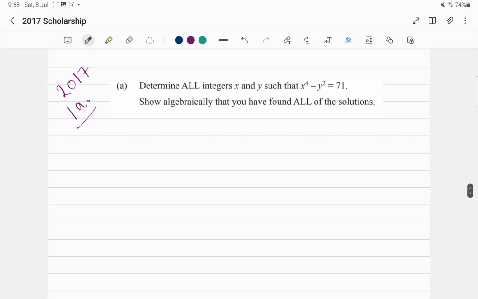So let's do the 2017 1A calculus scholarship question. Determine all integers x and y such that x to the power 4 minus y squared is equal to 71, and show algebraically that you have found all the solutions. Because the highest power of x is 4, we should expect to get at least 4 solutions. So let's start with the equation x^4 minus y squared equals 71.